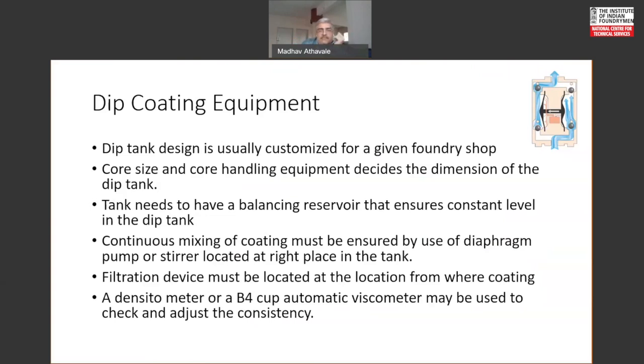Now, B4 cup with various levels of automation is a very popular way of adjusting the viscosity of the coating. Depending on the formulation of the coating and the type and quality of the core, people will decide in what range the viscosity must be maintained for dipping application. And for automation purposes, densitometers are also available, so that more or less constant consistency in terms of viscosity and solids is maintained. That is very vital because that is what carries the filler onto the surface of the core.